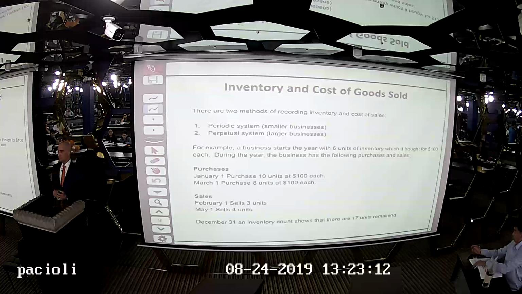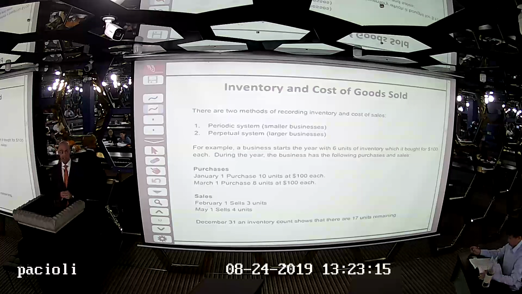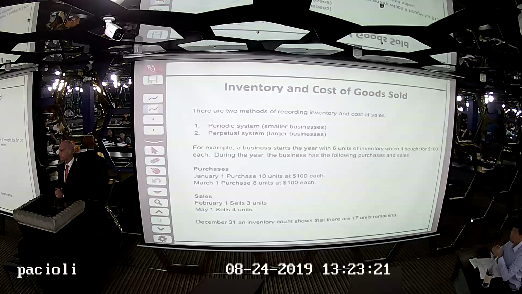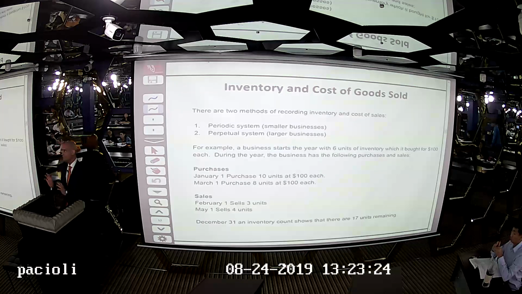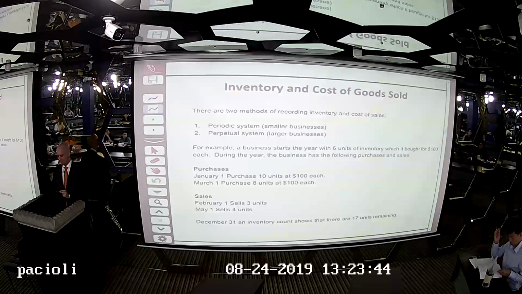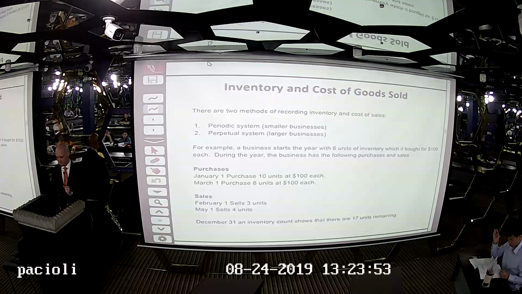I would like to look at this example just to show you the difference between periodic inventory and perpetual inventory. This is unlikely to be on your exam. There could be a question about it on your exam, but unlikely. So this example is more just for our understanding. It's not going to be on the exam. But it can help us understand what comes next.